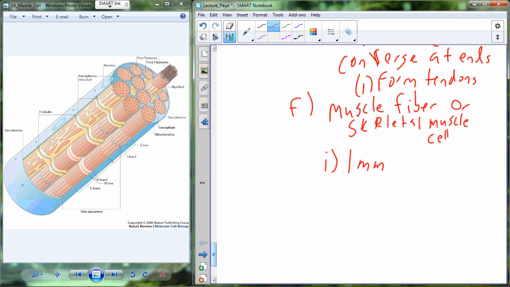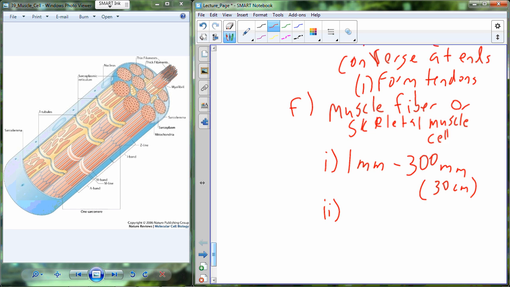can be anywhere from 1 millimeter up to and including 300 millimeters, which I'll give to you in centimeters as 30 centimeters, which is pretty long. So we're getting close to half a meter there. And some really tall individuals may even have some muscle cells that come close to that half a meter, or 50 centimeters.